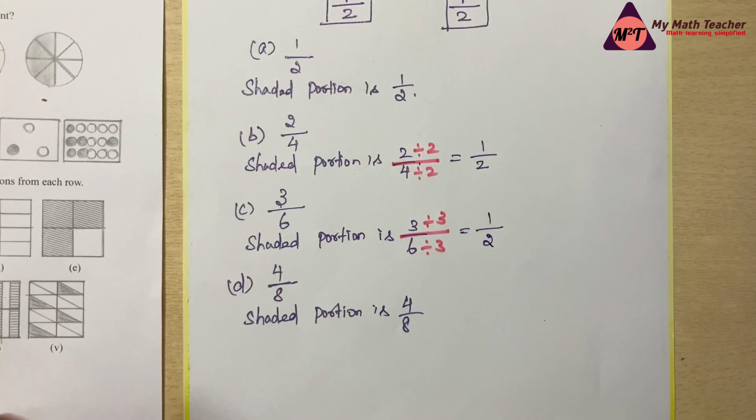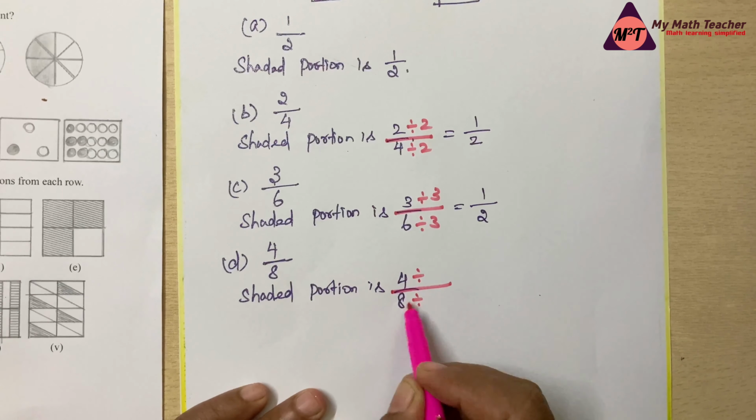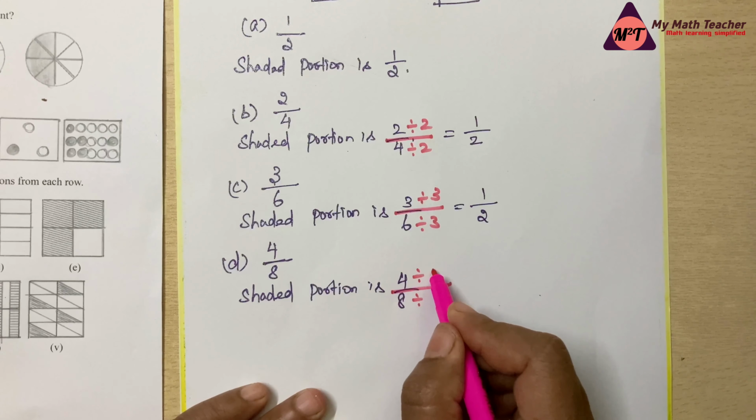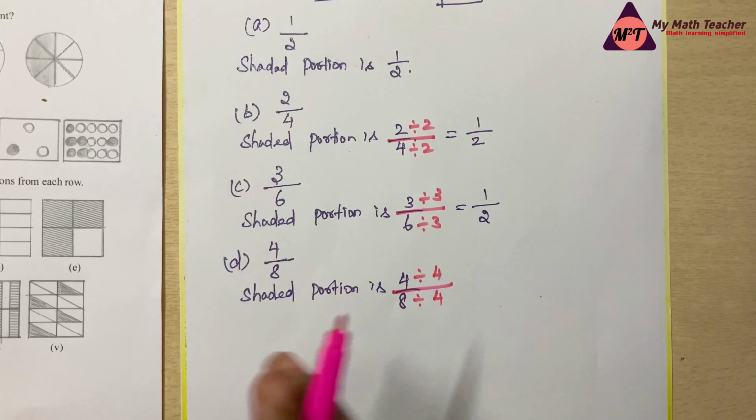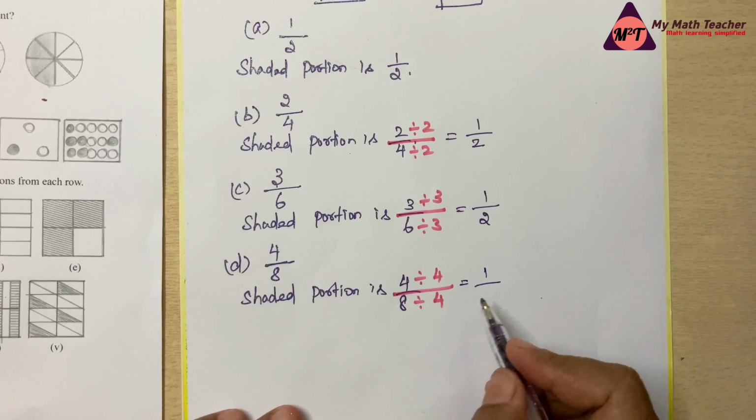Okay. Now the same for the last one. Divided by 4, because 4 and 8 are divisible by 4. Okay. 4 divided by 4 is 1. 8 divided by 4 is 2.